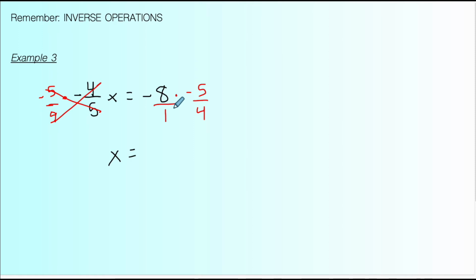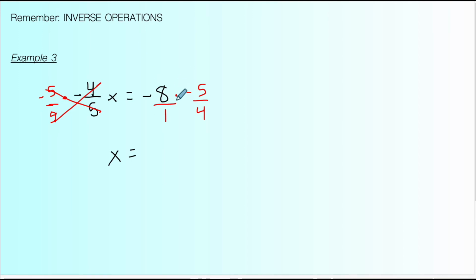Whole numbers are always over 1. And now I'm just going to be multiplying numerator times numerator and denominator times denominator. So first thing I'm going to point out is I'm multiplying a negative by a negative. So my final answer here is going to be some positive number.